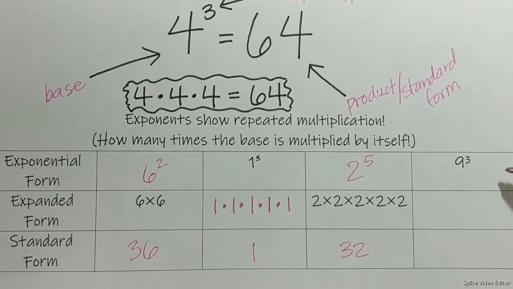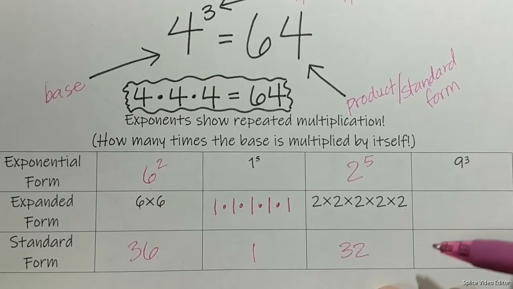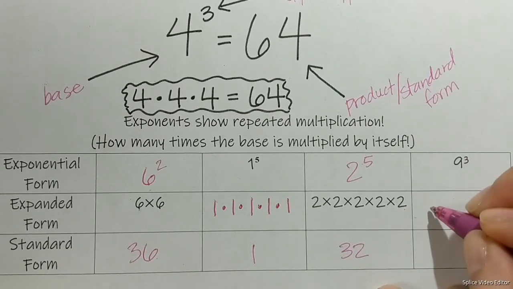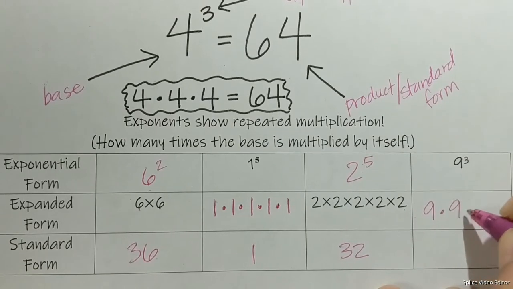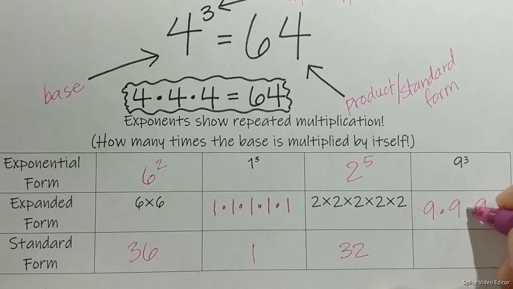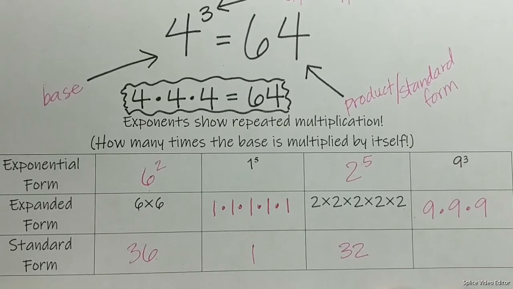Now 9 to the 3rd power. Expanded form, well, our base is 9, so we know we have to write 9, but how many? That's what this little number tells us. So we have to have that 3 times, so 9 times 9 times 9. All right, and then now standard form, so we have to solve it.